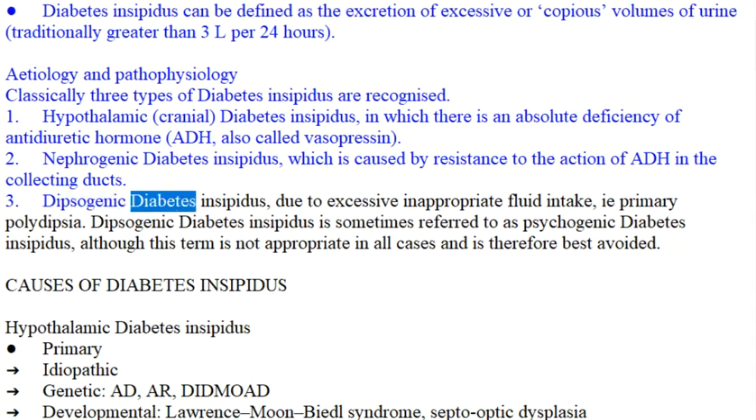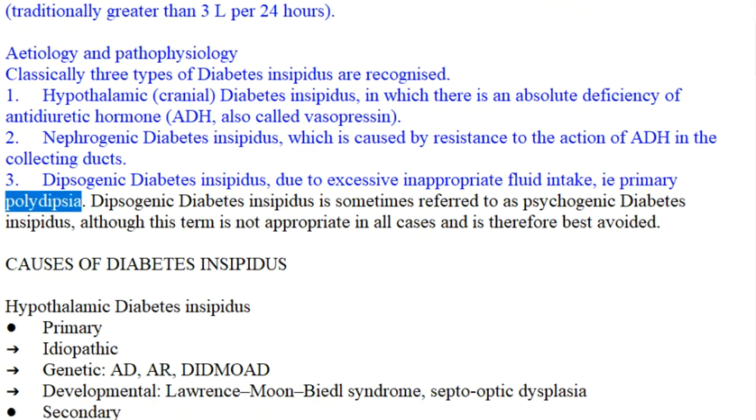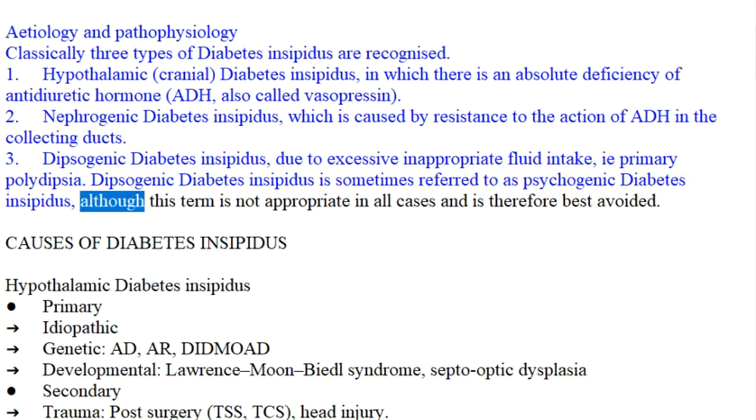3. Dipsogenic diabetes insipidus, due to excessive inappropriate fluid intake, i.e. primary polydipsia. Dipsogenic diabetes insipidus is sometimes referred to as psychogenic diabetes insipidus, although this term is not appropriate in all cases and is therefore best avoided.